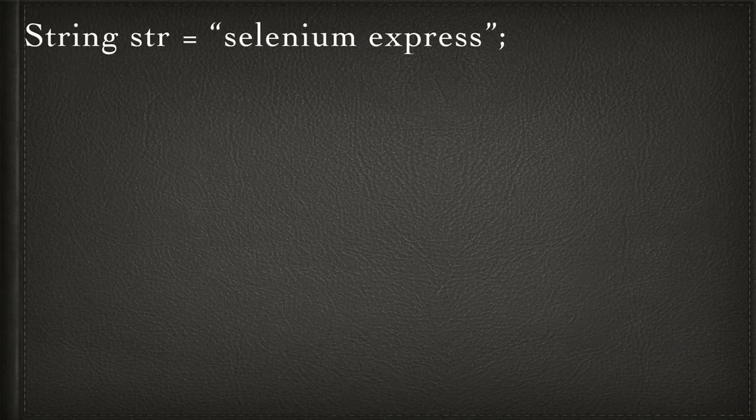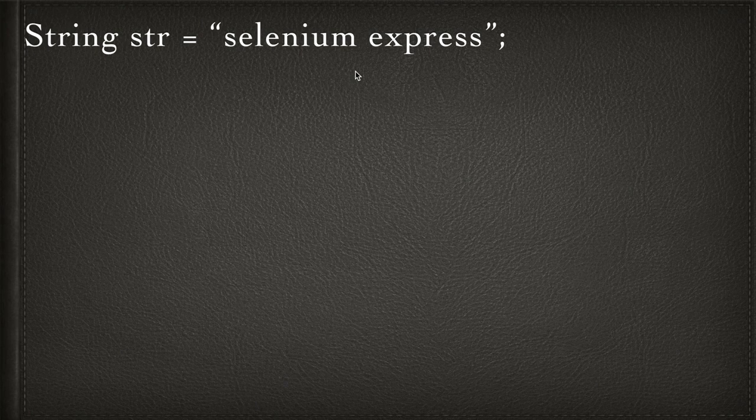Okay, so now let's create a string here. I'm creating a string object: String str is equal to Selenium Express. You know that we can create a string object in two different ways. We can create a string object by using double quotes, just like I did here, or we can use the new keyword and a String class constructor to create a new object.